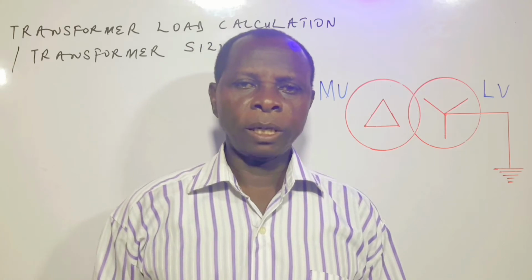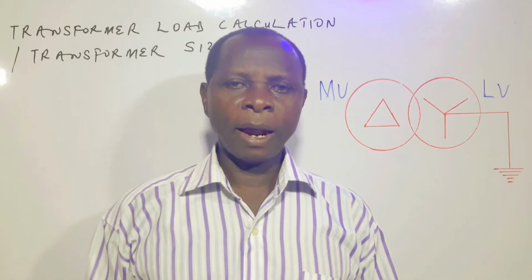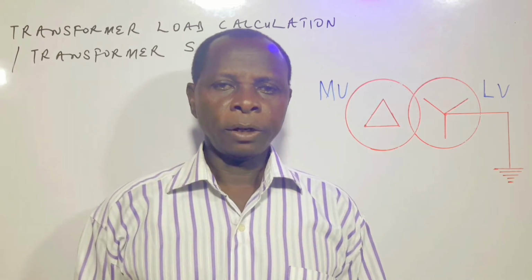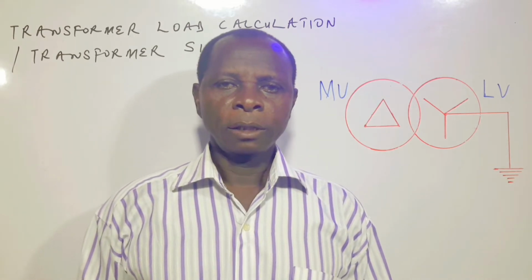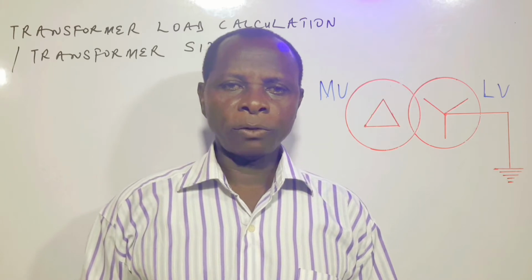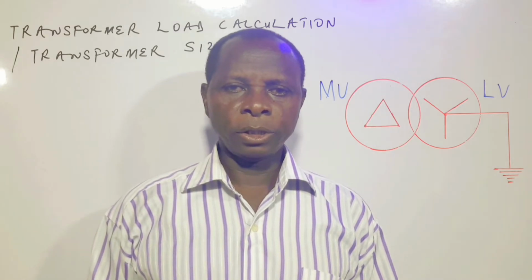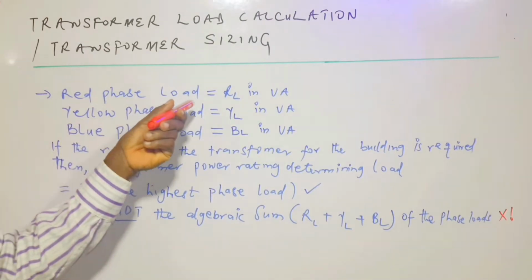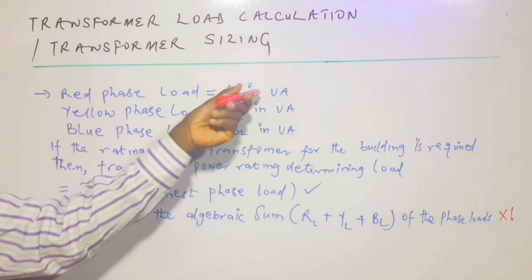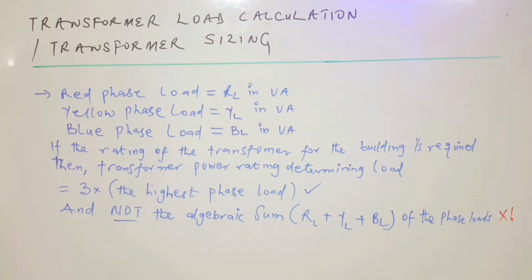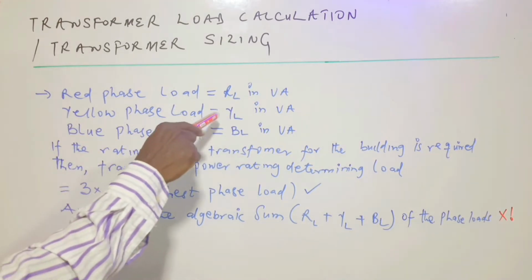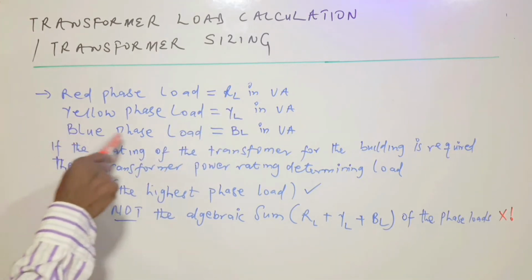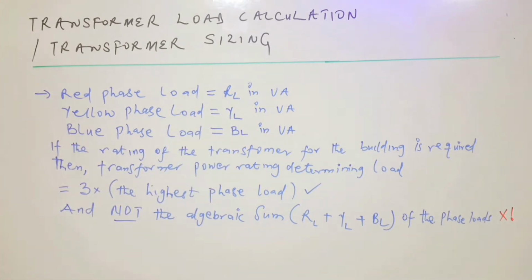This video explains how to calculate transformer power ratings of electrical loads. Moving on, suppose the load requirement of a particular building is given as follows. The red phase load, denoted by RL, is in VA, and the yellow phase load, denoted by YL, is also in VA. The blue phase load, BL, is in VA.